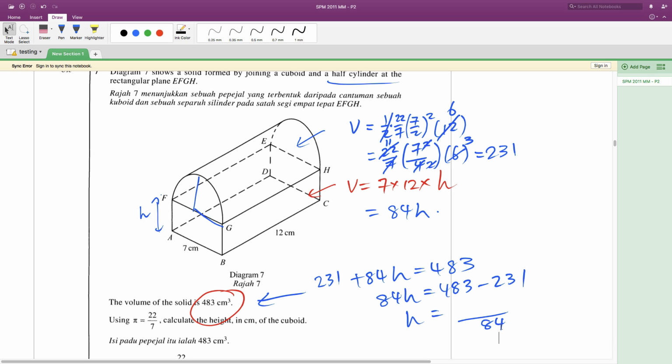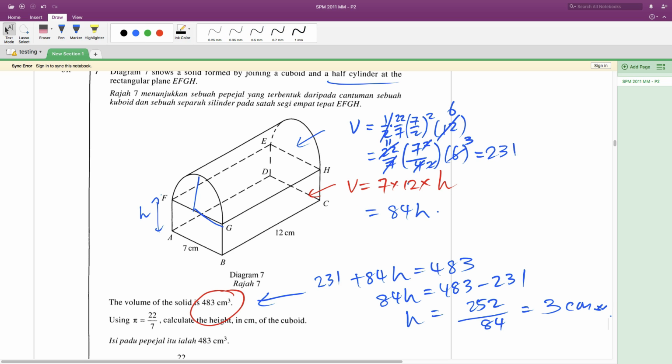Okay, so I will get 483 minus 231. I'll get 252. And then divided by 84, I will get 3. So the height of the cuboid will be 3 centimeter. So far so good.